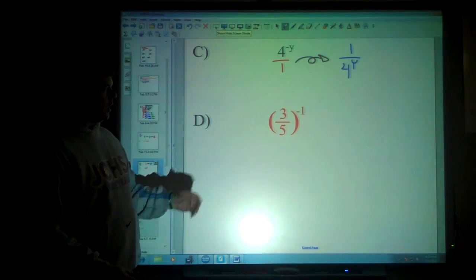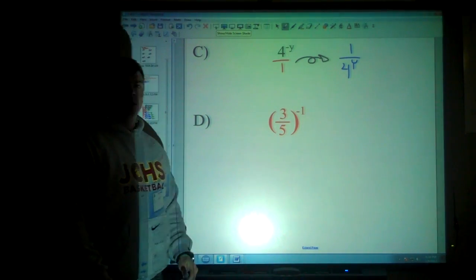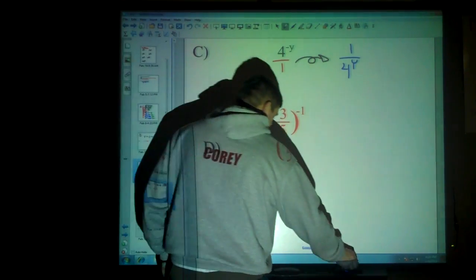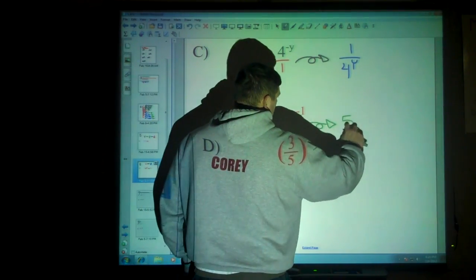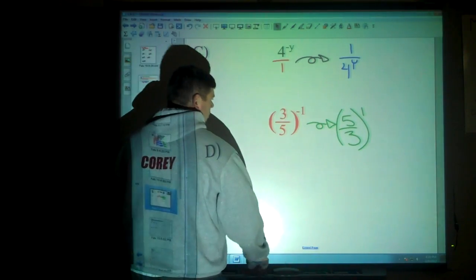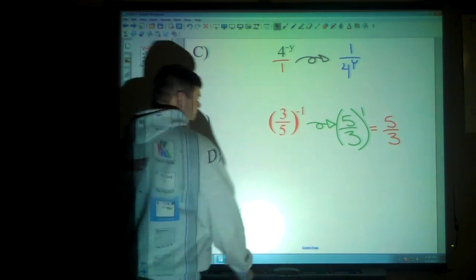All right? A little trickier. It's already a fraction. It's got negative 1. But if I want to make it a positive 1, I have to flip the fraction. So this would become 5 to the 3rd to the positive 1, which really just makes it 5 to the 3rd.